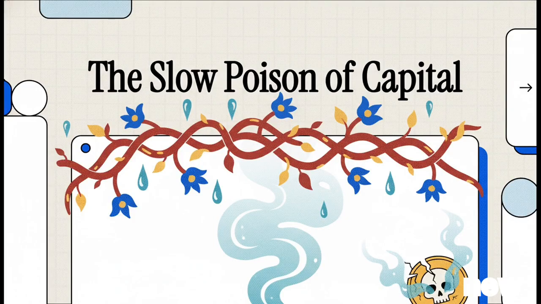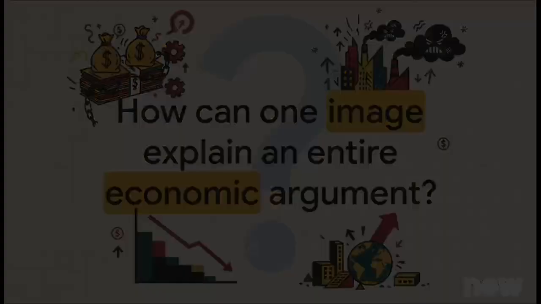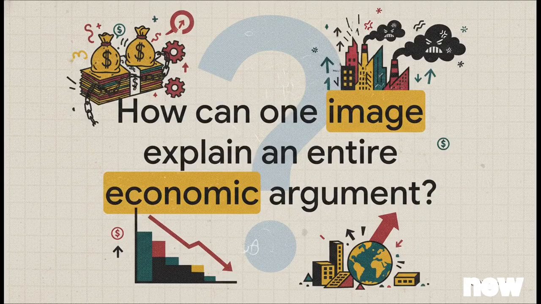All right, today we're gonna unpack something really potent. It's a piece of conceptual art, just a single image, but it's got this incredibly powerful title, The Slow Poison of Capital. So that really brings us to the big question, right? How can one single striking image actually explain a whole economic argument? It sounds kind of simple, but when you think about it, it's a big claim. So we're gonna break down exactly how this piece of art tries to pull that off.